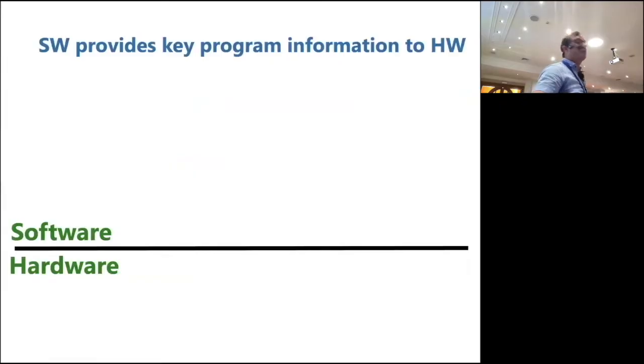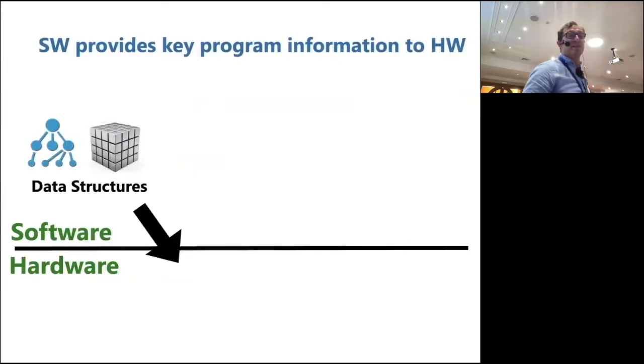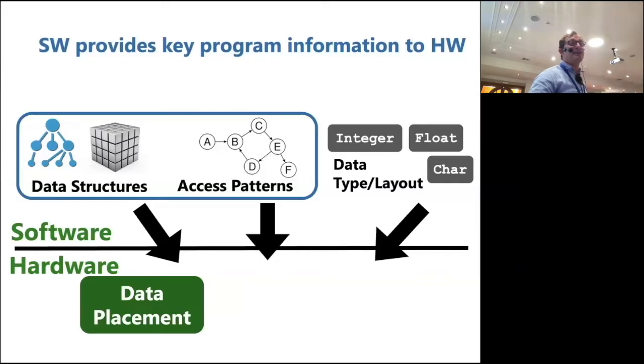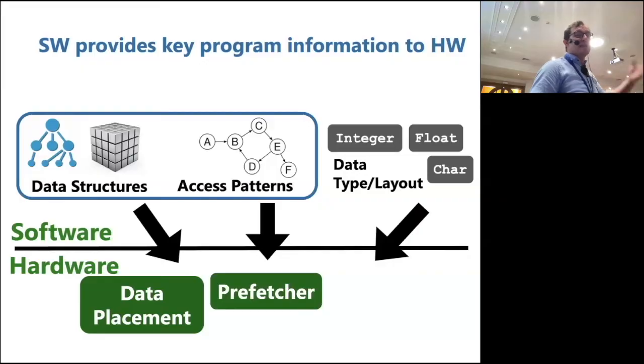So basically, software provides key program information to the hardware: data structures, access patterns, data type and layout, but also other characteristics like privacy and security that I mentioned. And then hardware does the data placement appropriately so that it, for example, disentangles things to different types of memories. So if you know some data has a characteristic that's very streaming accesses, you allocate it to a memory that's optimized for streaming. If some other data has random access patterns, you allocate it to memory that's much more optimized for random access. And you can customize memories for different types of accesses. So you could actually design the prefetcher this way.